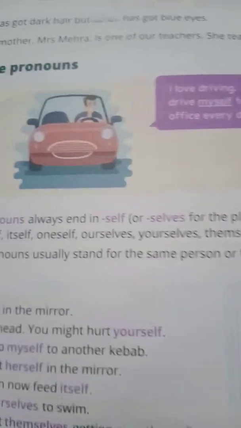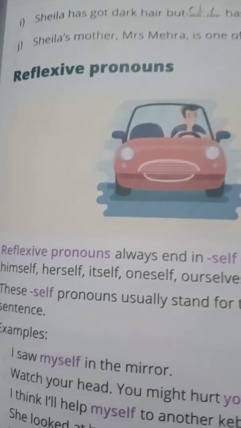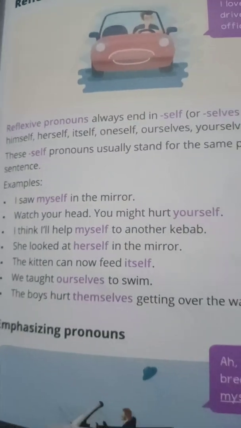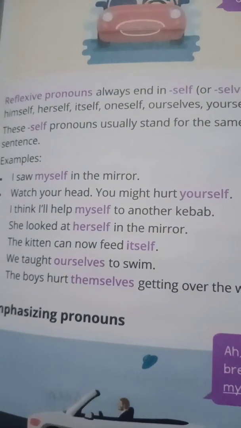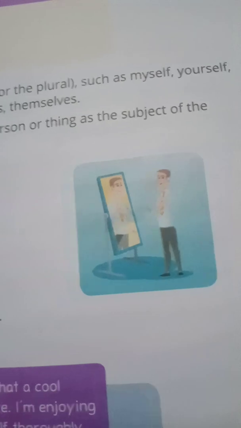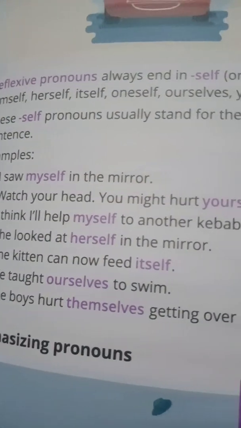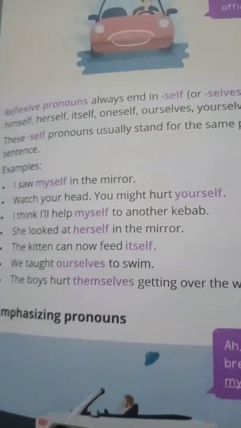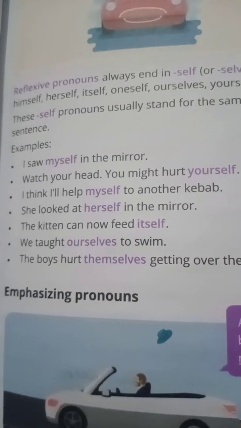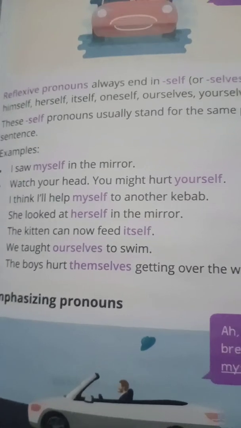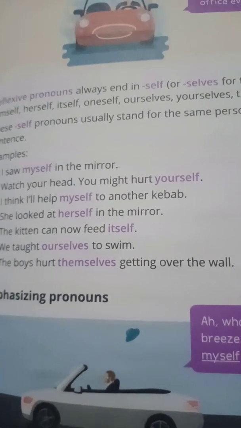So now moving ahead, we'll start with types of pronouns. And the first type of pronoun which we are going to do is the reflexive pronoun. Now what are reflexive pronouns? Reflexive pronouns always end in self or selves for the plurals, such as myself, yourself, himself, herself, itself, ourselves, etc. So the reflexive pronouns are the ones which end in self or selves in plural. So these self pronouns usually stand for the same person or the thing as the subject of the sentence.